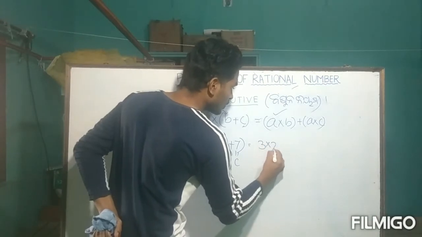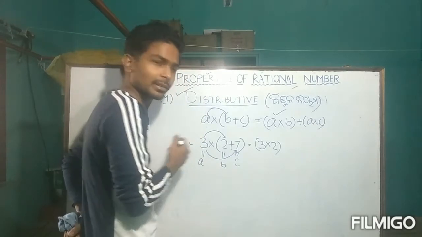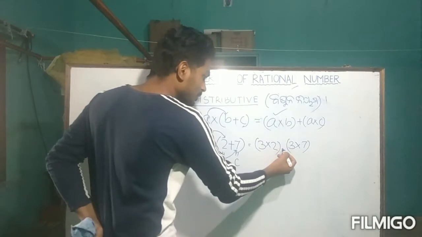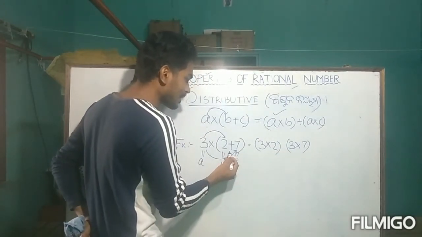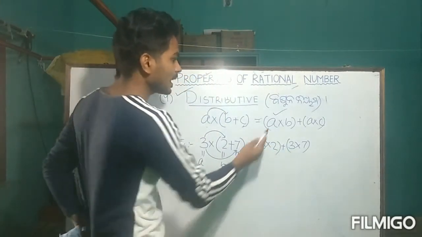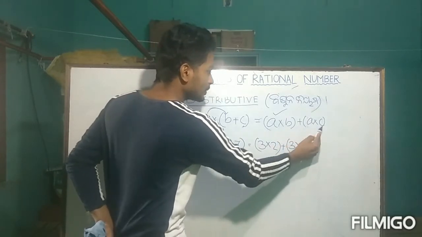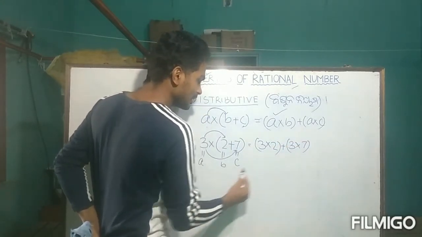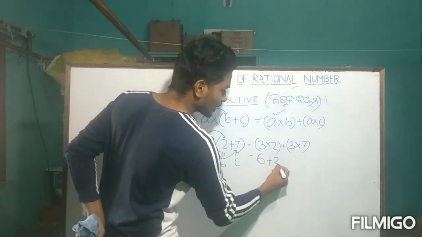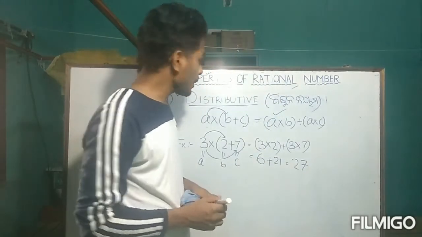3 into 2. Okay. Then 3 into 7. 3 into 7. Then the sign we will use in between is plus. So we have to write plus here. See, a into b, this is a, this is b, plus a into c, this is a and this is c. Okay, so 3 2 is 6, 3 7 is 21. The answer is 27. Okay, understood?